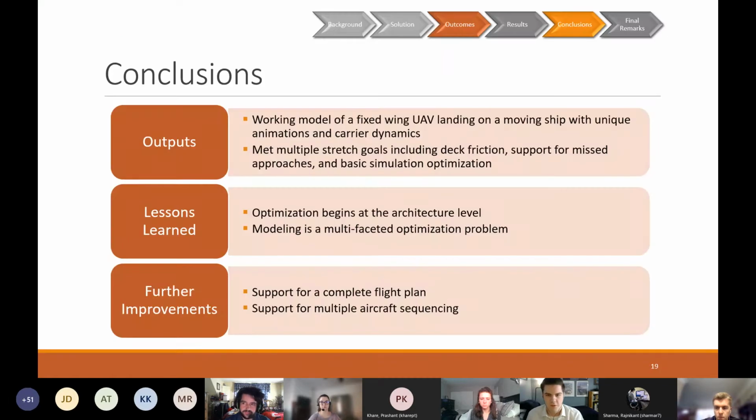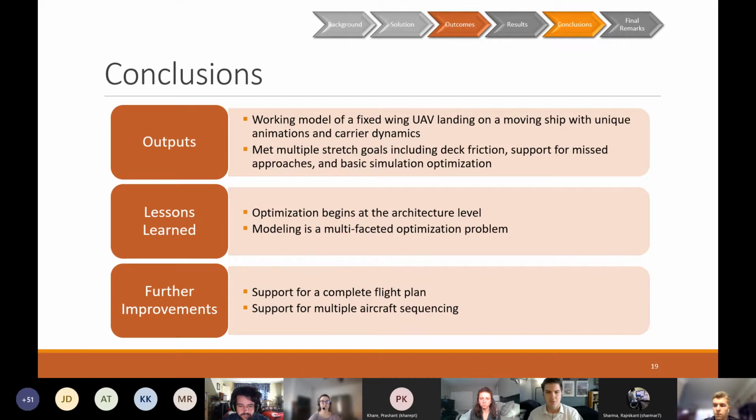To wrap up for today, we just want to go over quickly some of our conclusions. In terms of outputs, as you just saw, we have a working model of a fixed-wing UAV landing on a moving ship with unique animations supplied along with a working carrier dynamics model. We also met multiple of our stretch goals that we laid out at the start of the project, including support for things like deck friction, missed approaches, and even some basic simulation optimization.